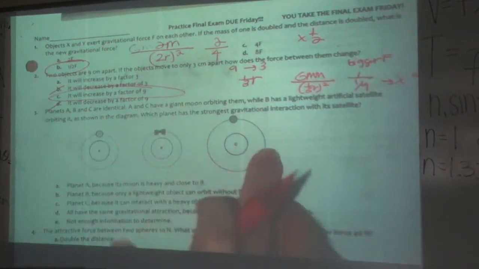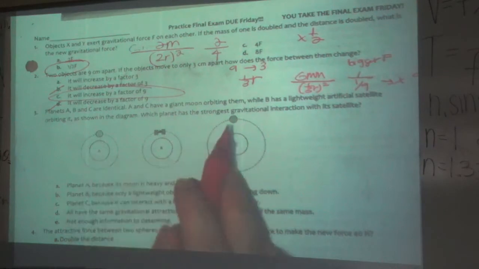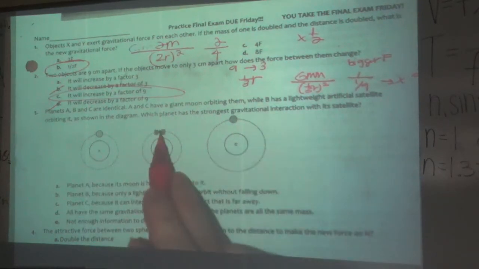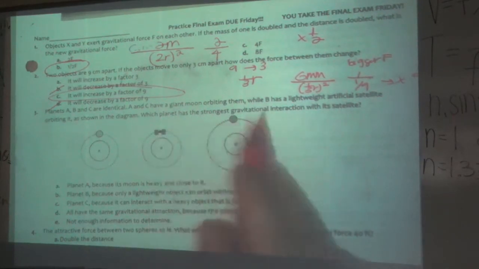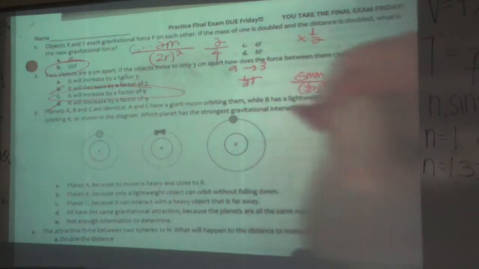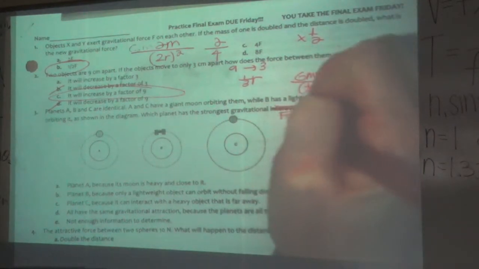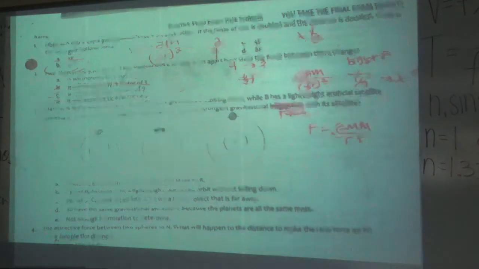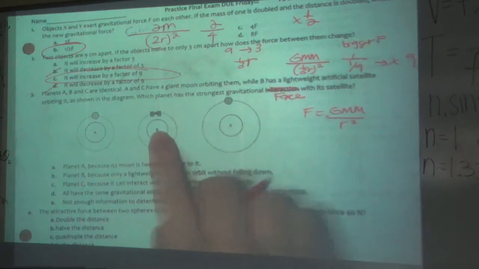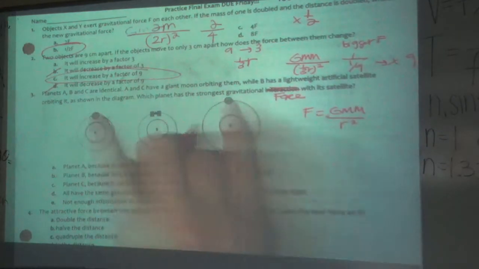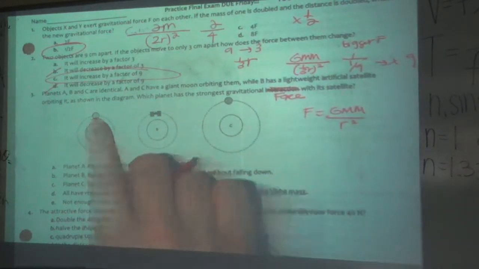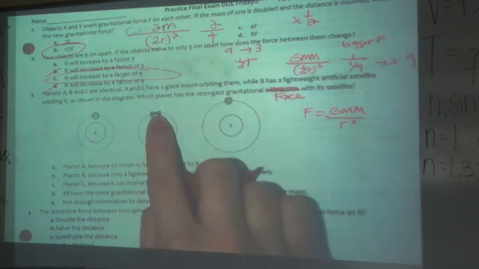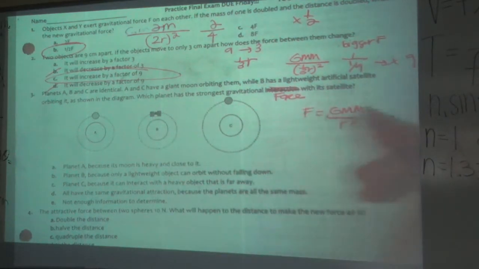These 3 planets are identical. They have a giant moon on these 2 and a lightweight artificial satellite. Which one has the greatest, strongest gravitational force between them? Well, the force equation is G m1 m2 over r². The first mass would be the mass of the planet, which is the same for all of them. The second mass would be the mass of the moon, so this is heavy. This one's lightweight.